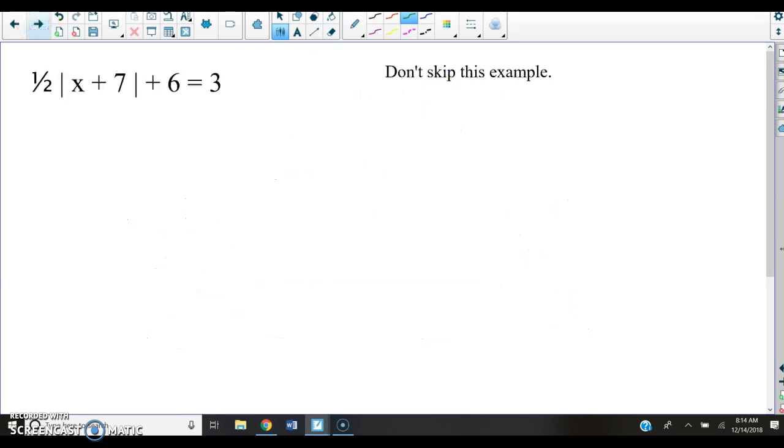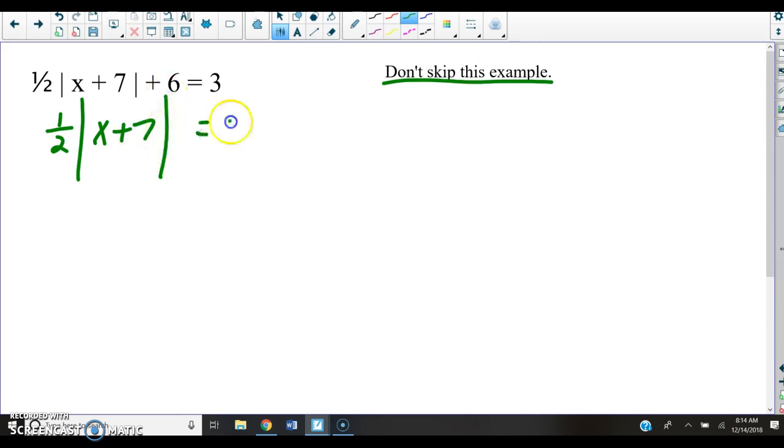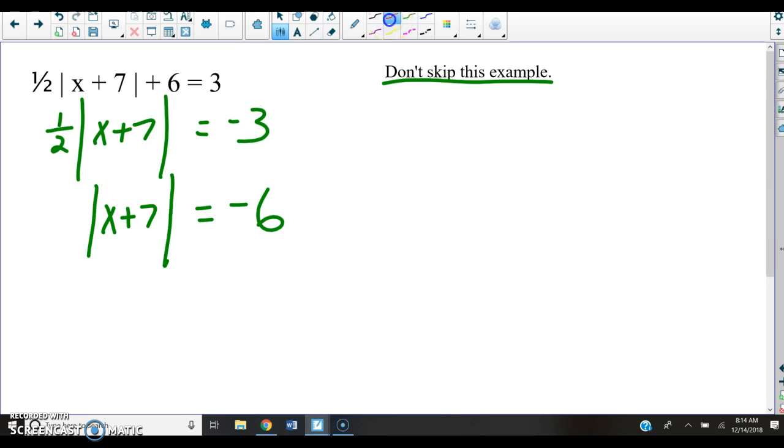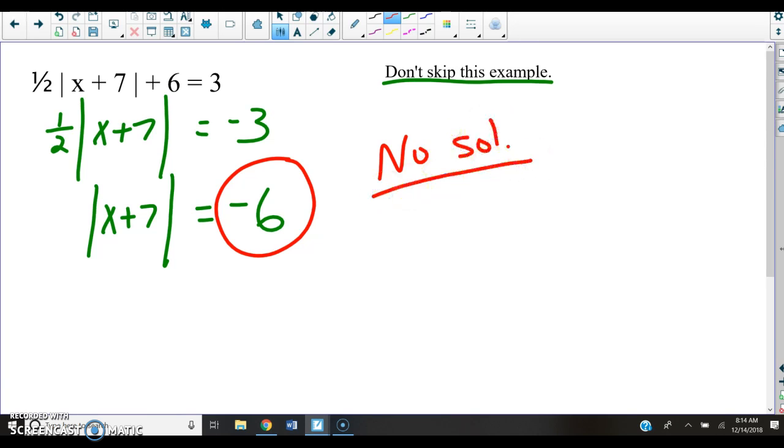I have a note to myself: don't skip this example. Let me show you why. We've got 1/2 absolute value of stuff. When I move that 6, I get negative 3. And if I multiply by the 2, I get negative 6. Again, this is one of those where your absolute value equals a negative number. So there's no solution to that. The absolute value will never be negative.